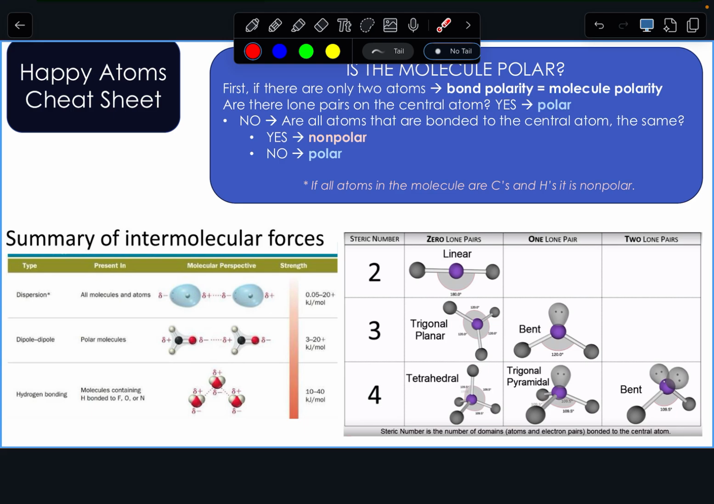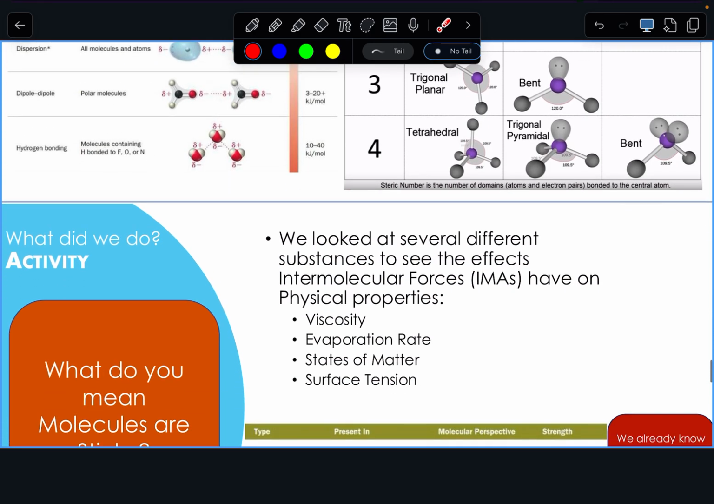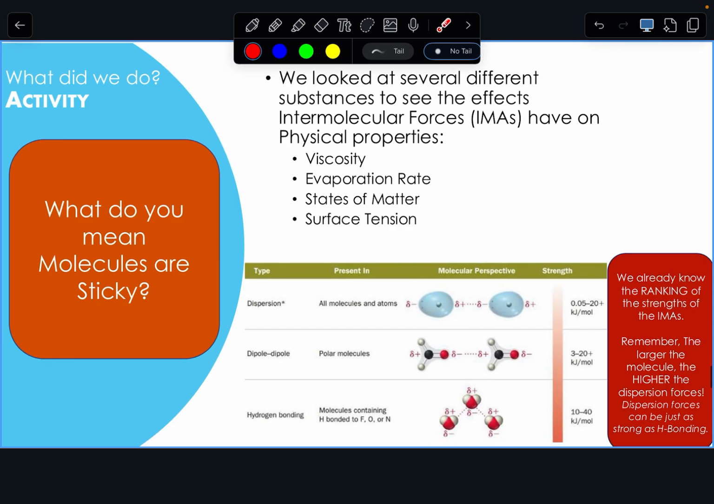The benefit of being able to run through these is that now you're practicing your shapes, you're practicing your intermolecular forces or intermolecular attractions, and you're figuring out if you've got dispersion or dipole-dipole or hydrogen bonding. So we did quite a bit of practice on that. And then this led us to the final activity, and it was big. There was a lot going on, okay? We put it all together.